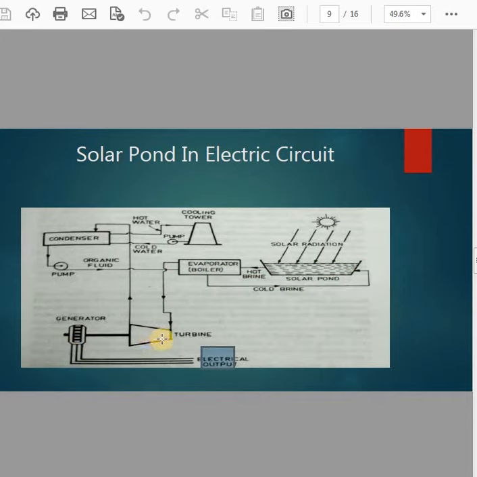And the hot water or steam from the evaporator goes to the condenser, where it condenses the steam into water again, and it pumps the hot water to the cooling tower and is cooled, and this is utilized by the condenser to cool the hot water.